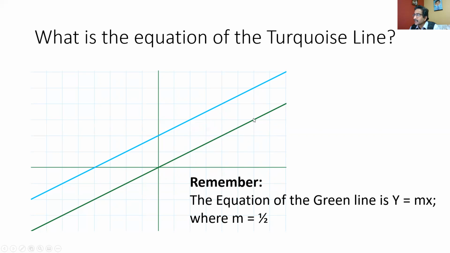That is how we are able to say that this is the equation of this particular line, right? Given any x, I can figure out the value of y, and that point is on this line. Now my question is, what about this turquoise line? What do you think is the equation for that line?